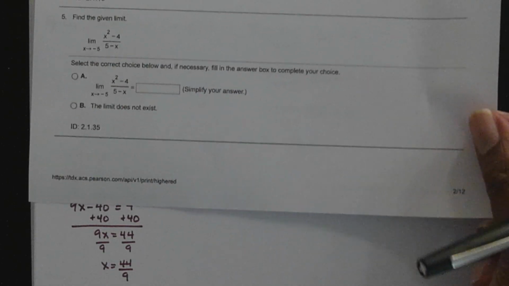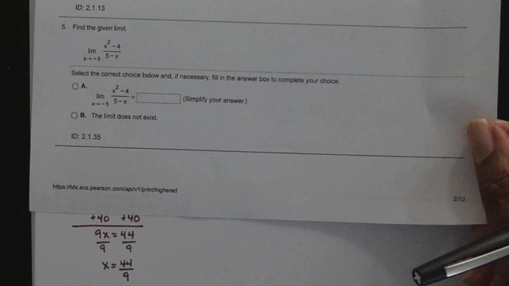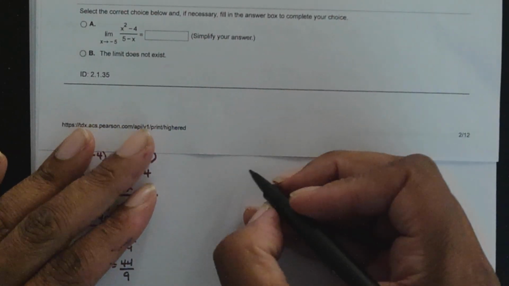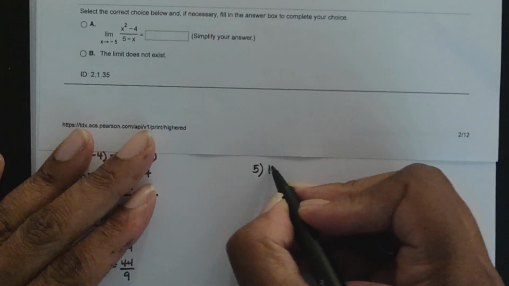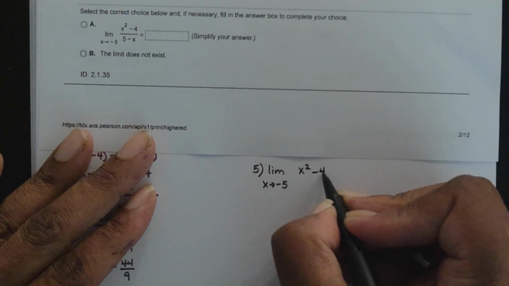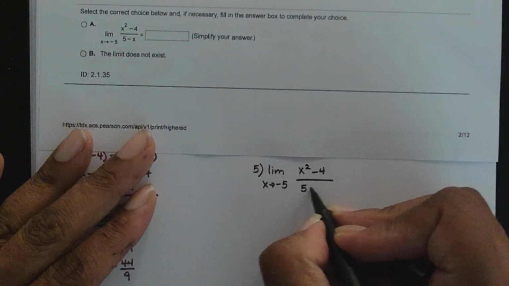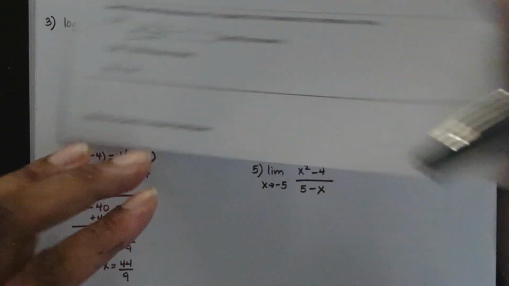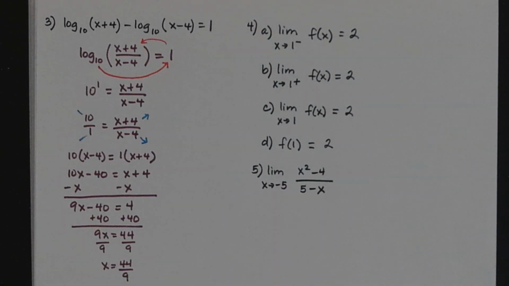Here we want to find the given limit. That's the limit as x approaches -5 of x squared minus 4 divided by 5 minus x. All right, with this problem, will we ever get a 0 in the denominator if we did direct substitution? No, it wouldn't. So we can use direct substitution with this one.